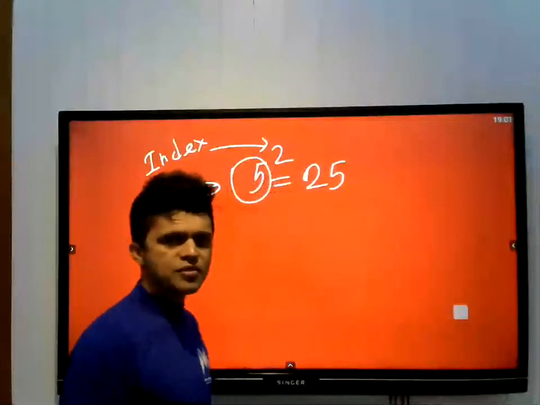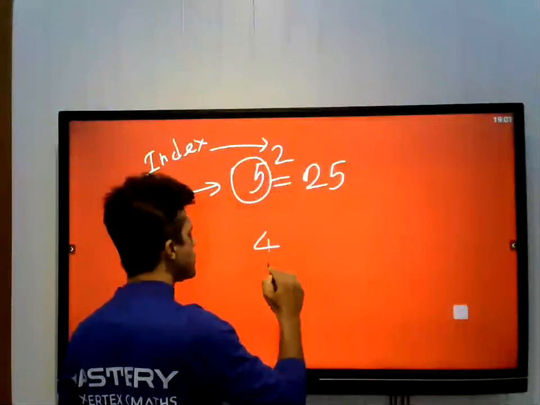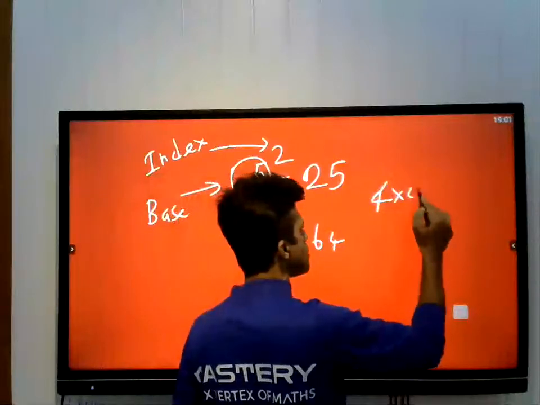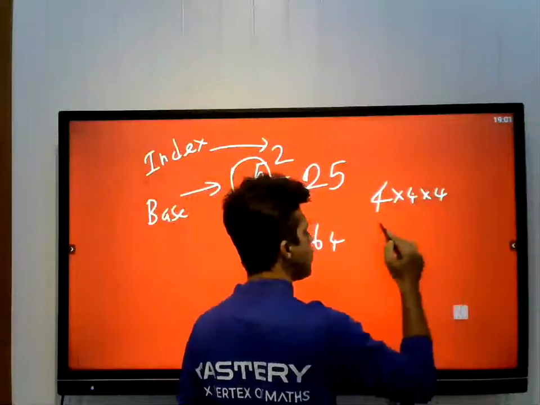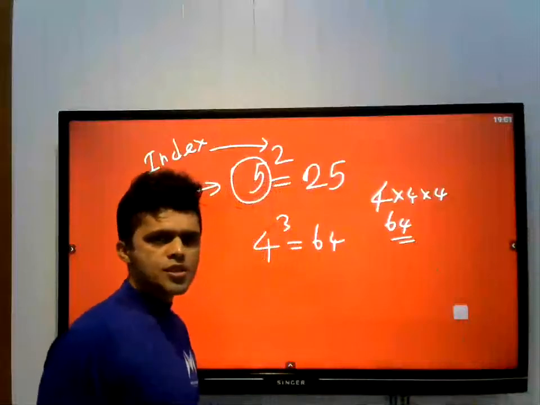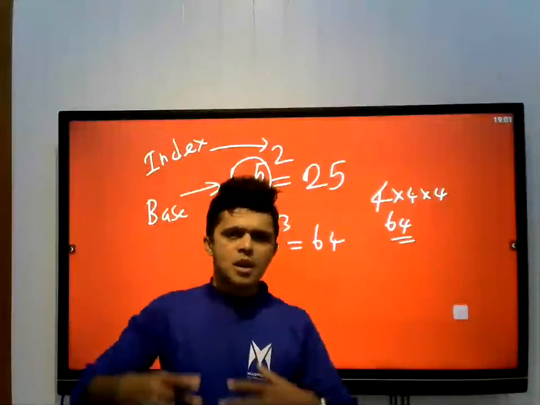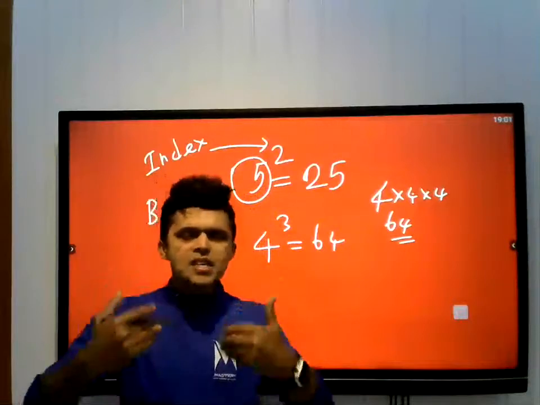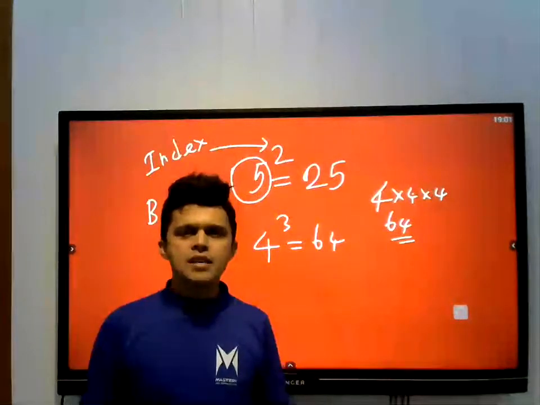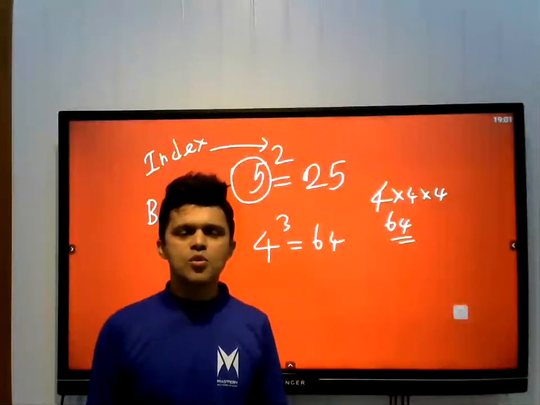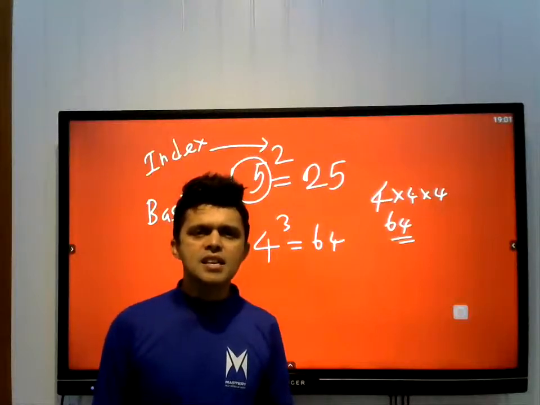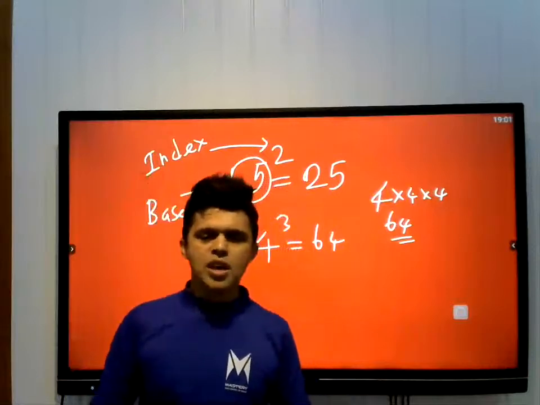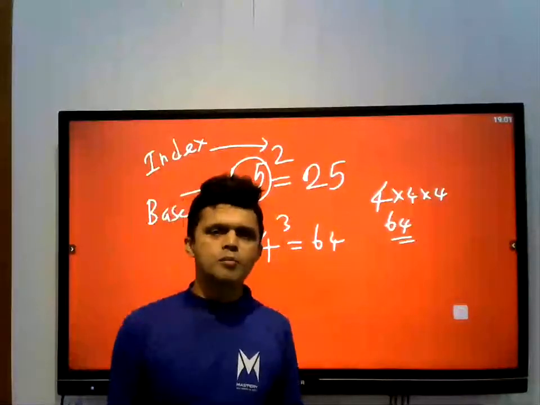Think of this one: 4 to the power 3 equals 64, which means 4 times 4 times 4. 4 times 4 is 16, and 16 times 4 is 64. This relation is also identified as index form, with an index and a base. So these relations are given in index form.